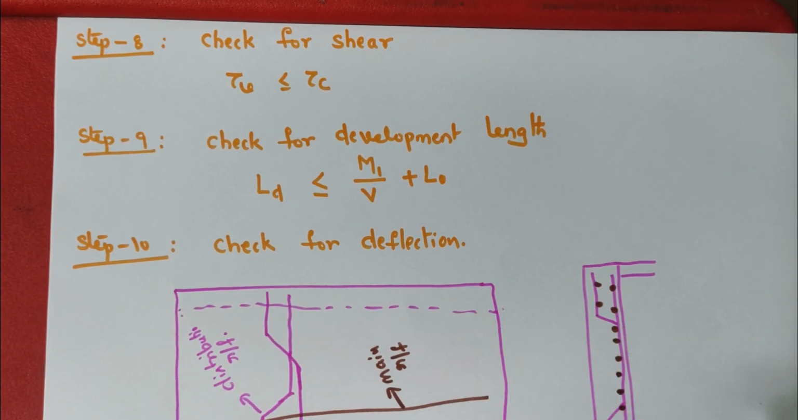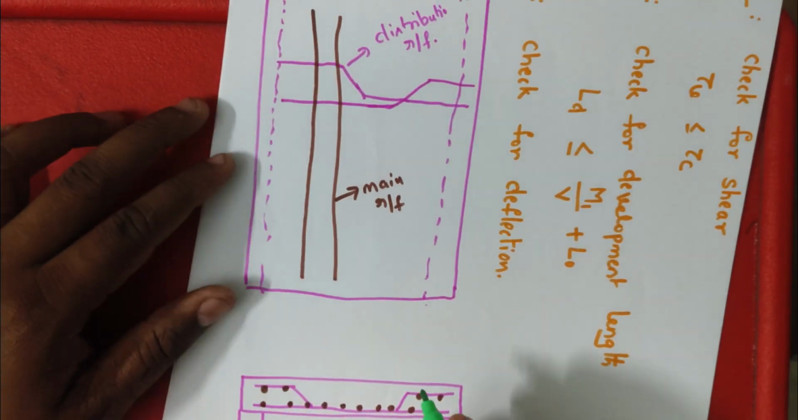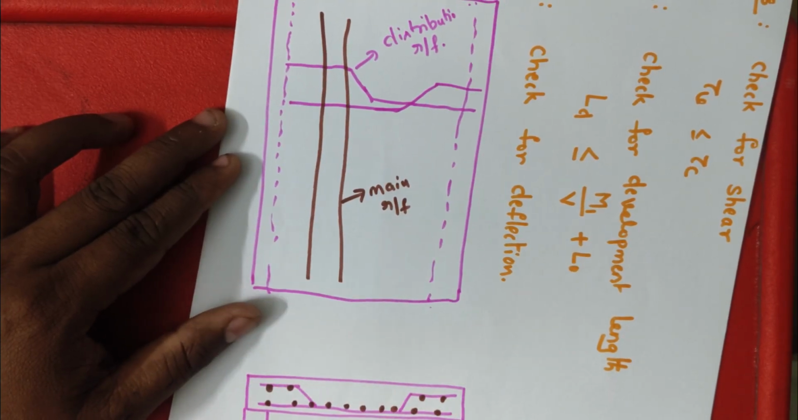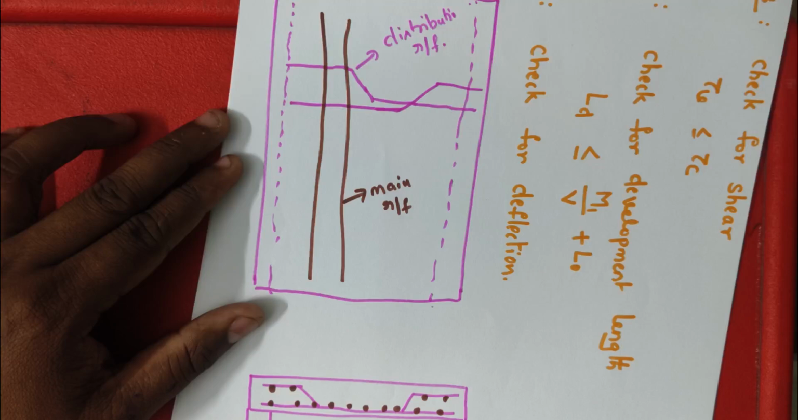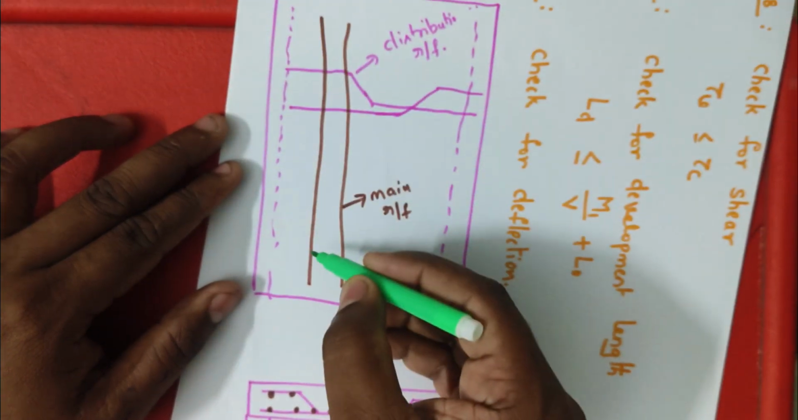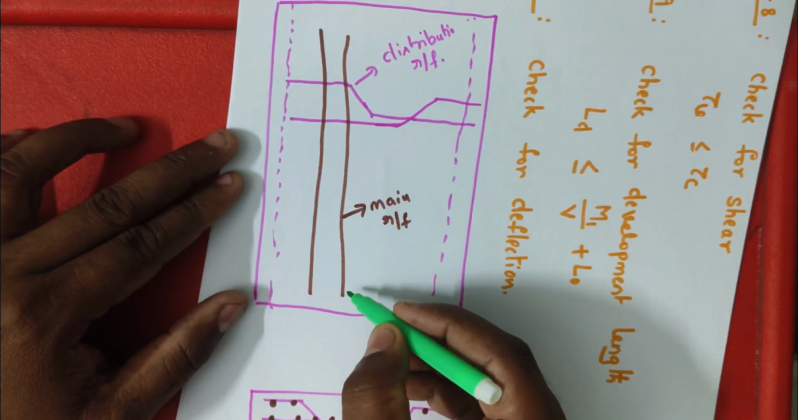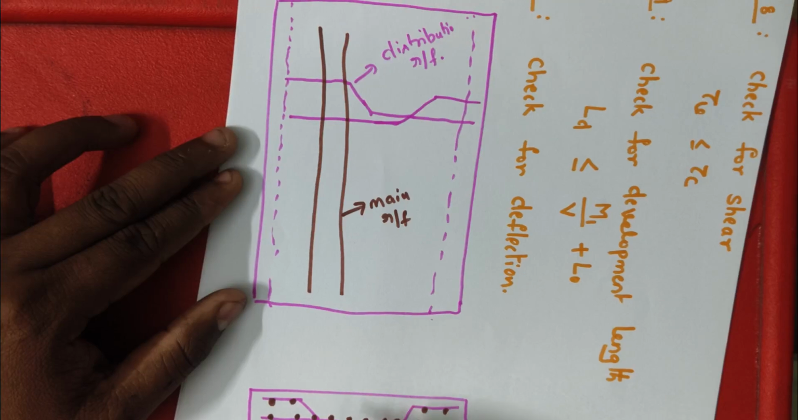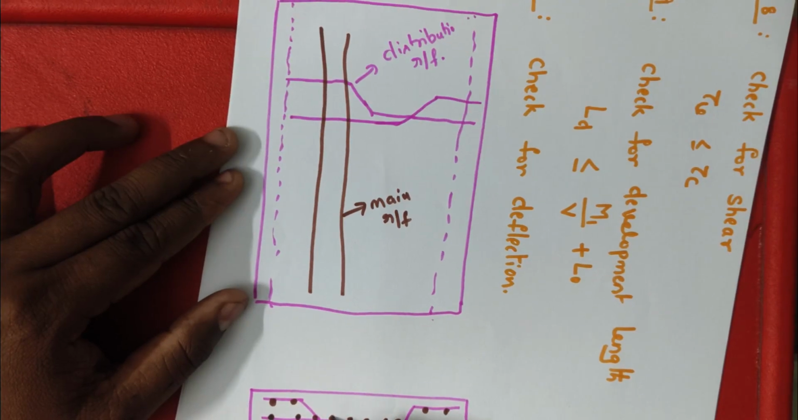Coming to the detailing of a one-way slab, as I said, generally the one-way slab will bend in this direction. That's why we need to provide the main reinforcement in this direction. This is the main reinforcement.